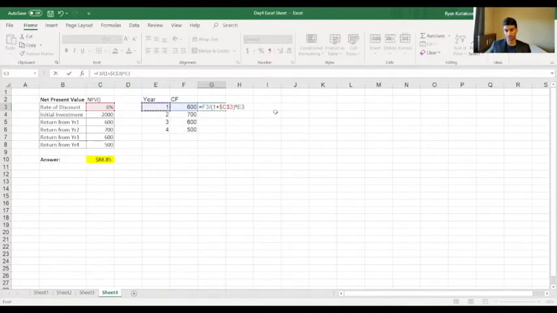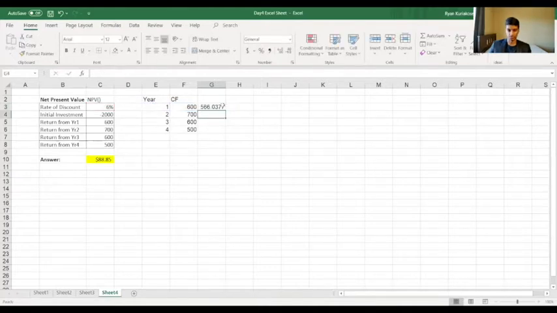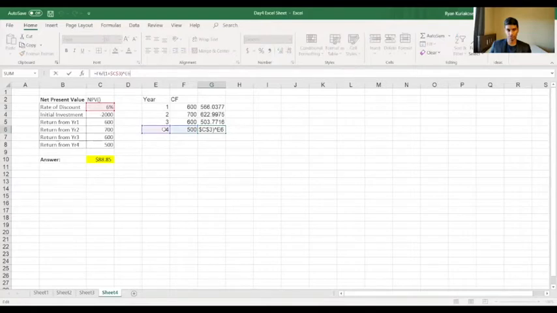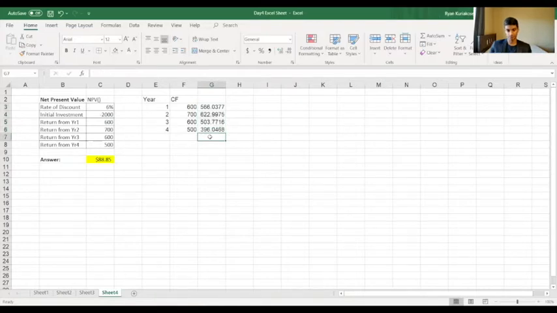So for the first year, it's only 1 year, but then that'll increase as we go down to 4 years, which will discount it at a bigger rate. And now if we add these up, you can see that we have $2,088, and that is equal to your net present value of $88.85.